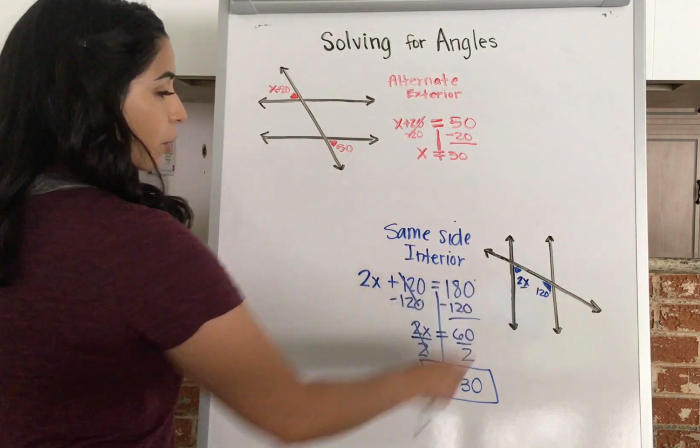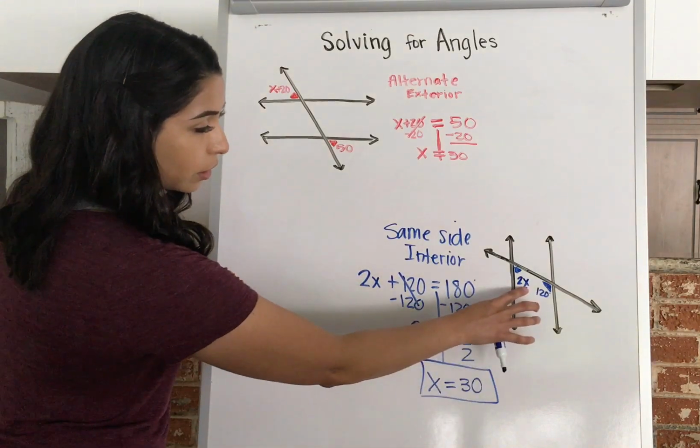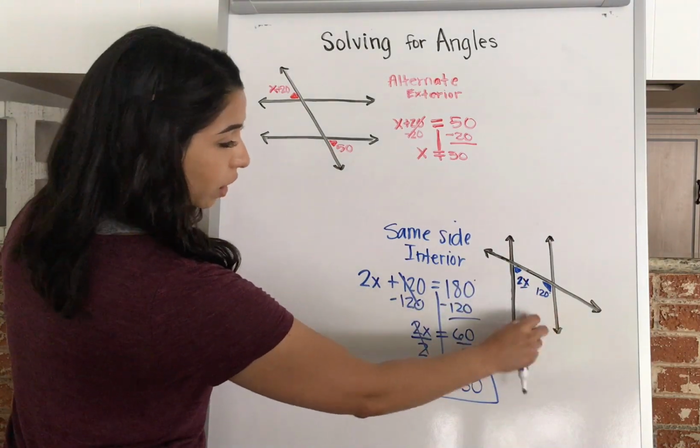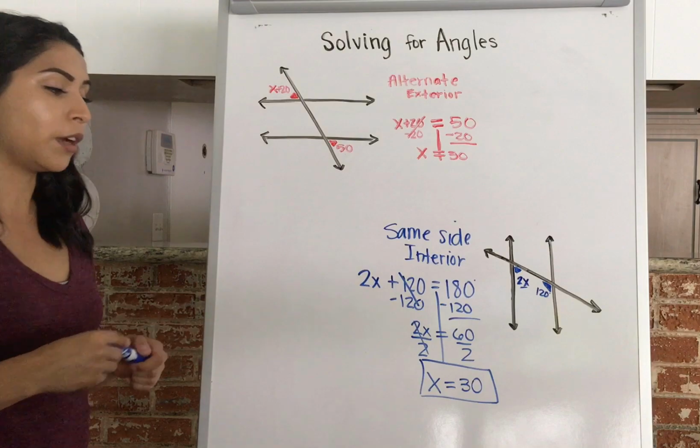Then if you go back and put that in there, 2 times 30 is 60, and if I add those up, 60 plus 120, that does in fact give me a total of 180 degrees.